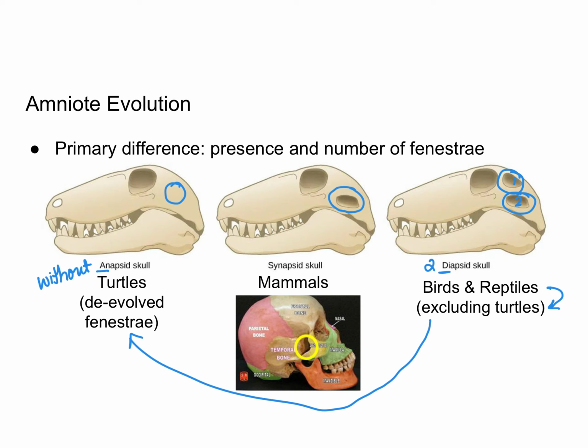And then mammals have one hole, and you can see this is a human skull down here. We have this kind of opening between our cheekbone and the temporal and parietal lobes of our skull. So we have this kind of pocket or opening as well.